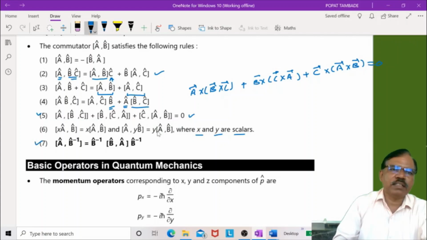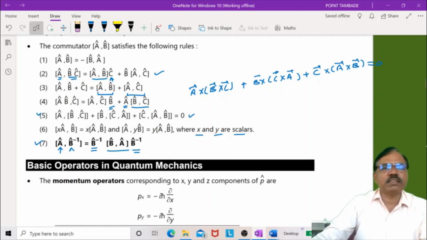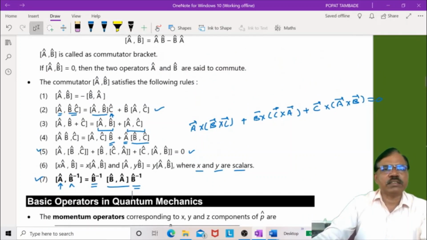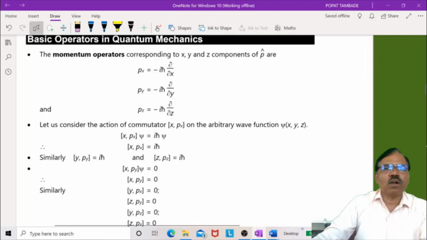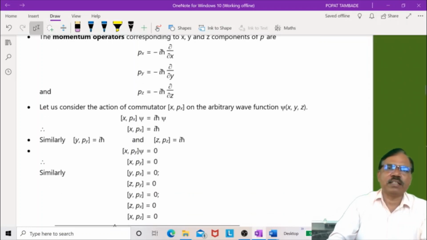Next property, that is commutator [A, B inverse] is equal to minus B inverse into commutator [B, A] into B inverse. So these are some properties satisfied by commutator brackets. Now in quantum mechanics we have some basic operators.